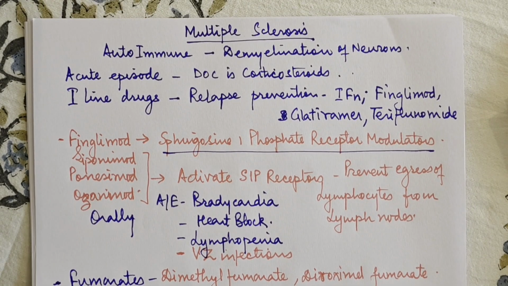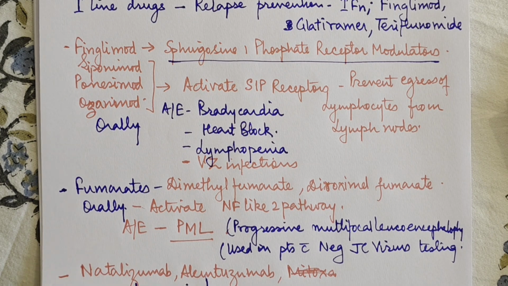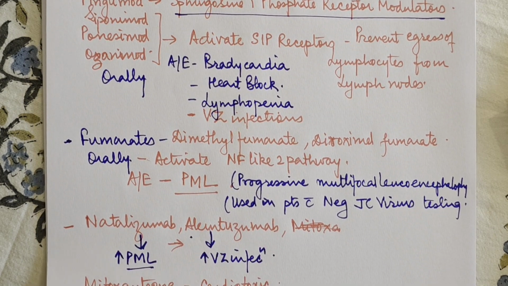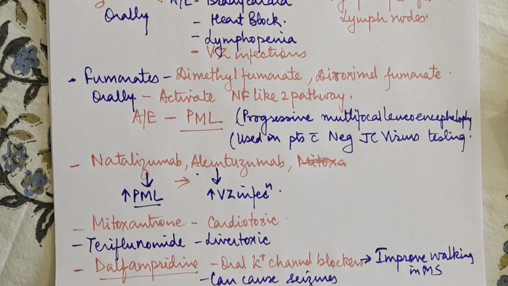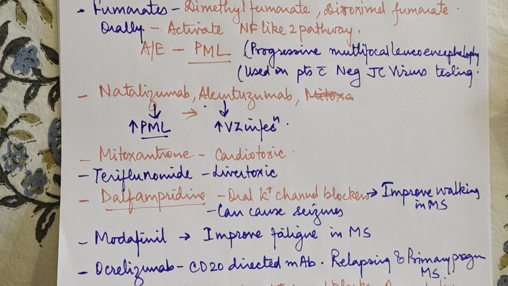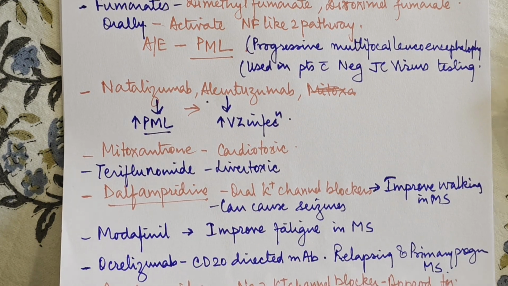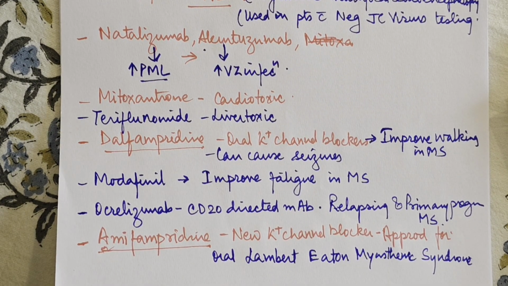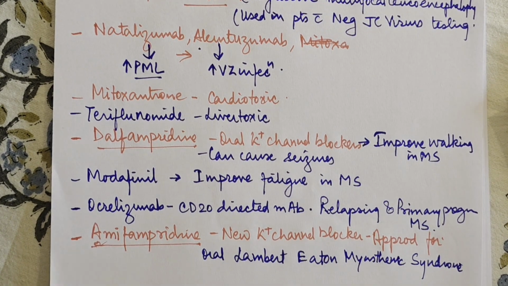Okay, so these are the various drugs which we use in multiple sclerosis. In an acute episode we use corticosteroids. In first line drugs we have interferon beta, fingolimod, glatiramer and teriflunomide. Then fingolimod is a sphingosine 1 receptor modulator, but it causes some side effects also. Fumarates activate the nuclear factor like 2 pathway, but they cause progressive multifocal leukoencephalopathy. Then natalizumab and alemtuzumab are monoclonal antibodies. Mitoxantrone is cardiotoxic. Teriflunomide is liver toxic. Dalfampridine is used in improving walking. Modafinil is used. Ocrelizumab is used. Then amifampridine is now recently approved for treatment of Lambert-Eaton myasthenic syndrome.